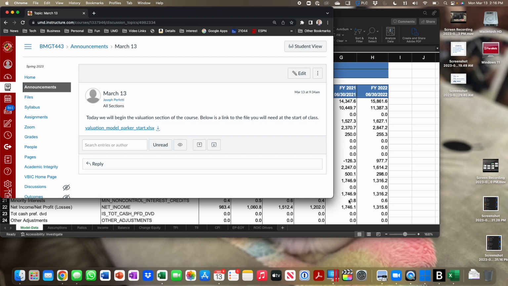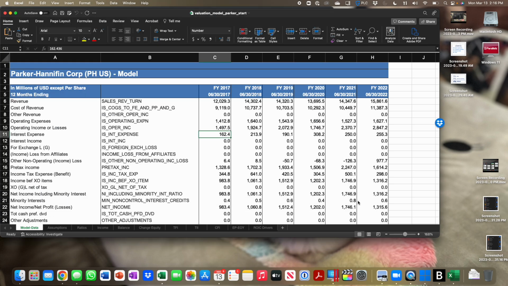You have this model, you're ready to go. So let's talk about the reusable valuation model. It has a series of tabs which work from left to right. Okay? The first tab is a very important tab. It's called Model Data. Okay?